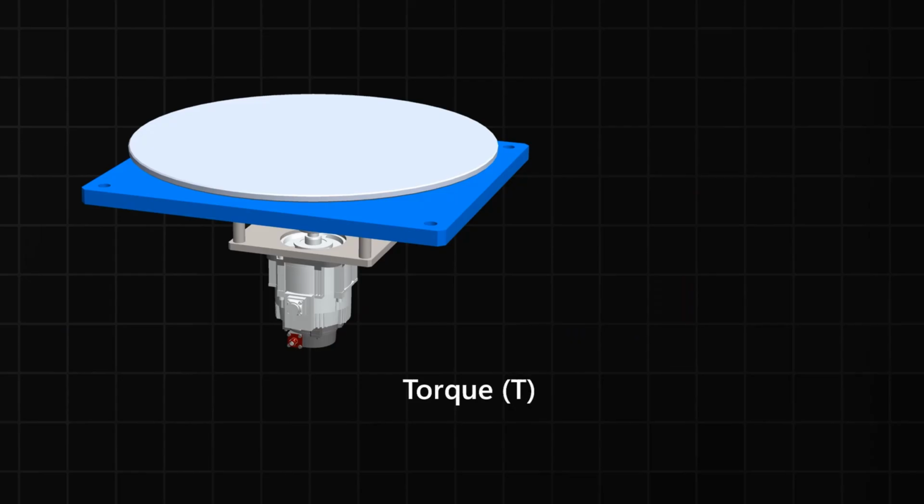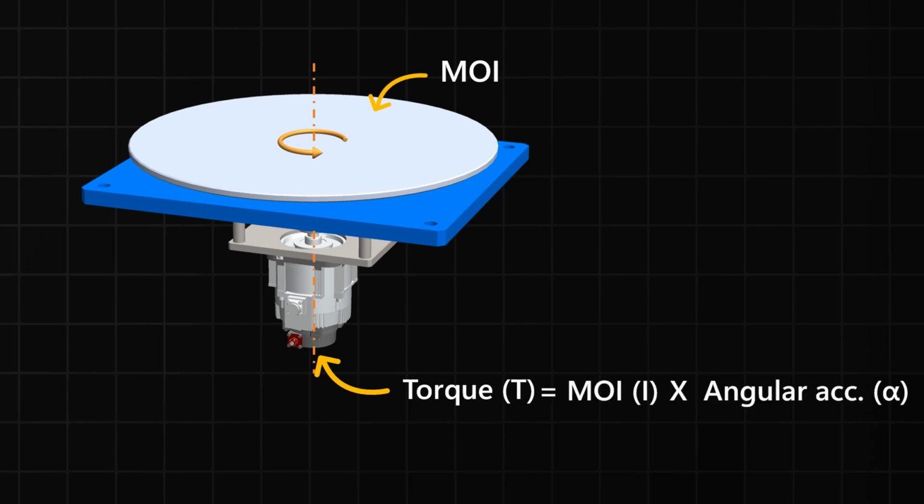So does this mean the motor for the disc will always require more torque? Not necessarily. The torque required to rotate an object doesn't depend solely on its moment of inertia. It also depends on angular acceleration. That is how quickly we need the object to reach its target speed. If you are okay with a slower start, then the required torque would be lower. But if you need a quick start and stop, like an indexing table, then the torque requirement increases significantly.